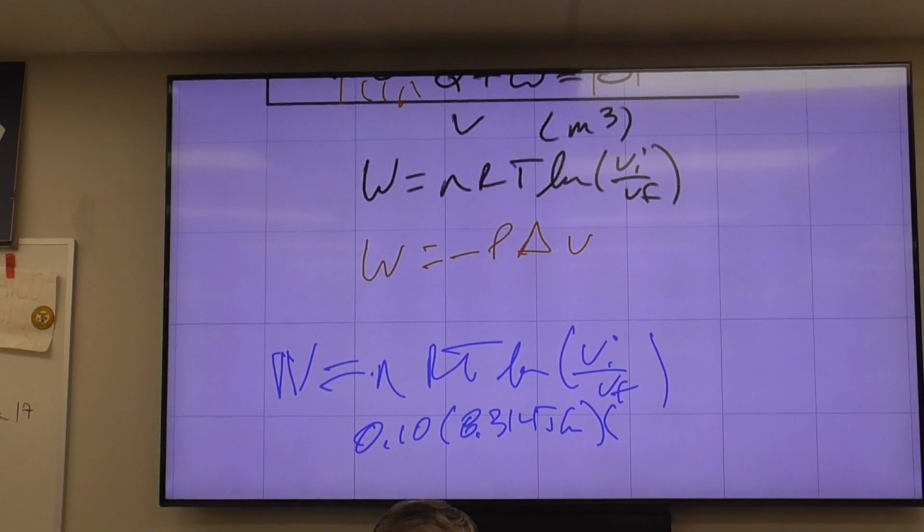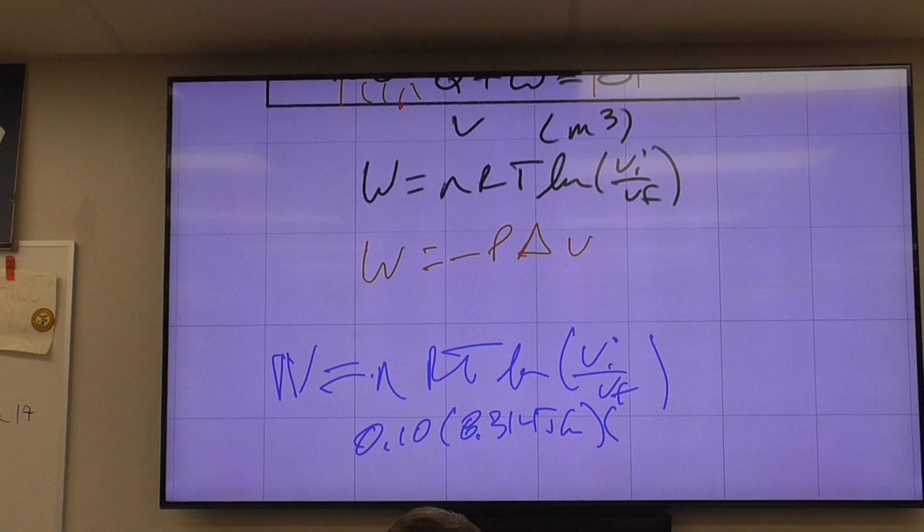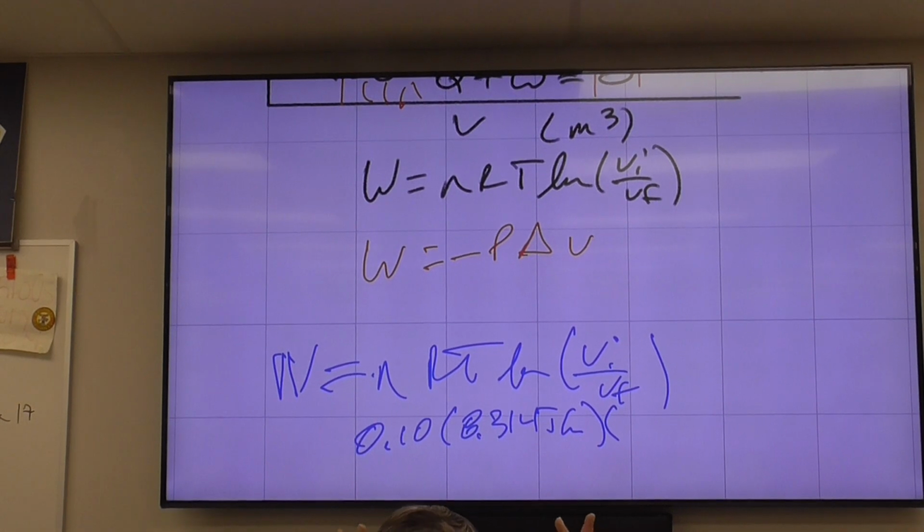How about negative 270? Is that between 250 and 300? I'd say so. Seems about halfway.